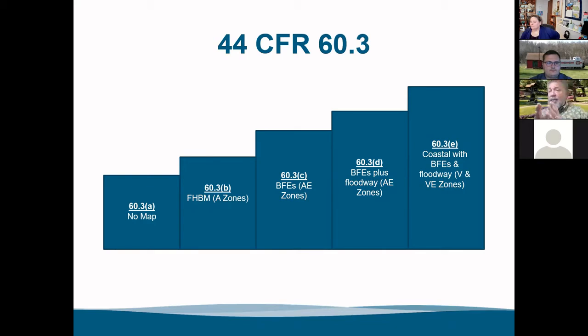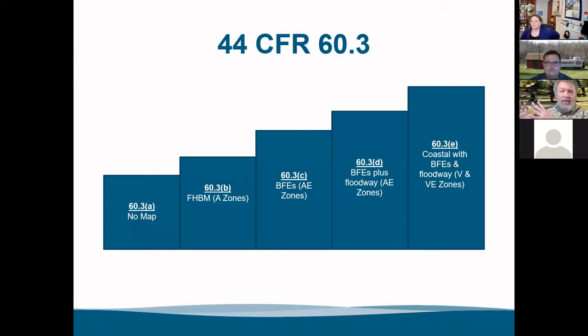Well, if you do have a map and all it has is just these basic floodplains on it, well, then it says in 60.3B, do everything that's in A plus this other stuff. So that's why you would have a B ordinance. We call it a B ordinance because in the Code of Federal Regulations, all of those things are listed in 60.3B. Same thing with C.